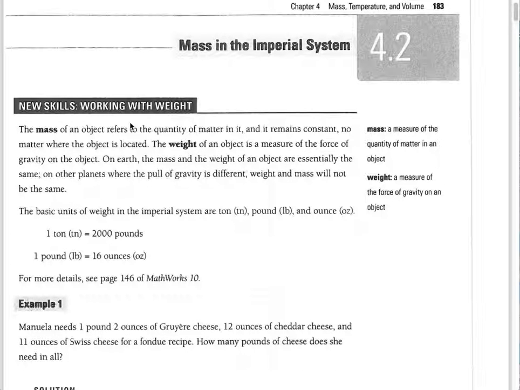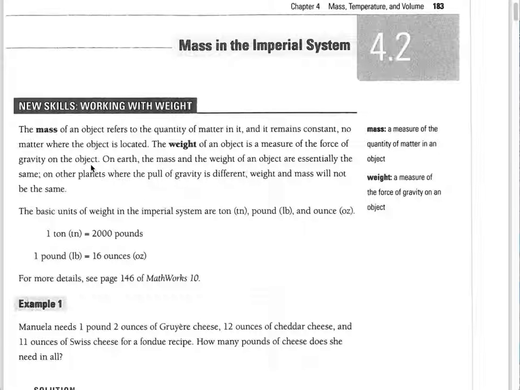On to 4.2 now, talking about mass in the imperial system. The mass of an object refers to the quantity of matter in it, and it remains constant no matter where the object's located. So whether we're here on Earth or on the Moon or another planet, our mass is always the same. The weight, however, changes. Weight of an object is a measure of the force of gravity on the object. So if gravity changes, so does the weight.